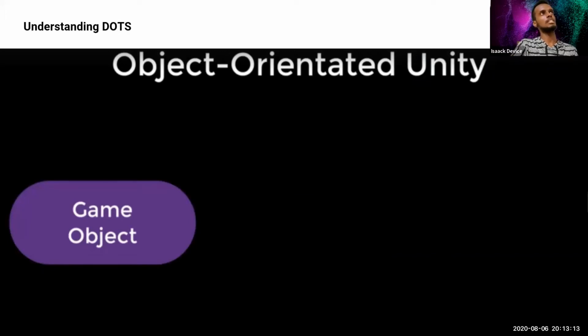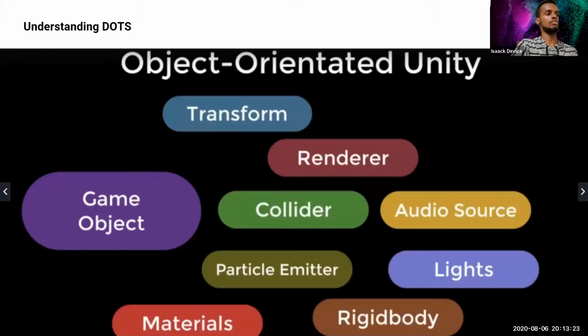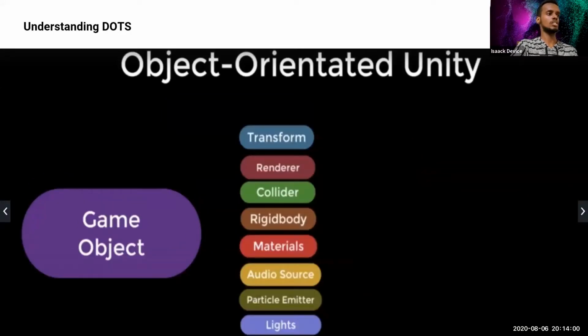Currently, Unity is based on object-oriented programming. It's based on game objects. For example, a game object is attached to different kinds of components, like transform, renderer, collider, particle effects, material, rigid body, lights, audio, and so many components. This is how we are building games in Unity: creating a game object, then adding components on it. Remember, all these components have properties, and these properties are the data. So this is how it's working.